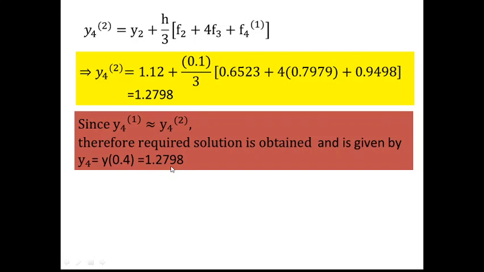In the next video lecture, we shall see an example where the 4 initial values are not given. Then how to obtain them by making use of a single step method, that is the Taylor series method.